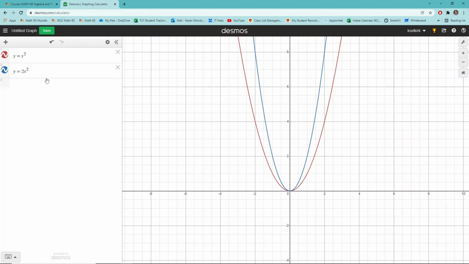When we were talking in Math 50, we said that it made my graph narrower. We're going to move to more Math 60 terms. We're going to say that my graph has been vertically stretched. So when I have an A value that's greater than 1, it stretches the graph.